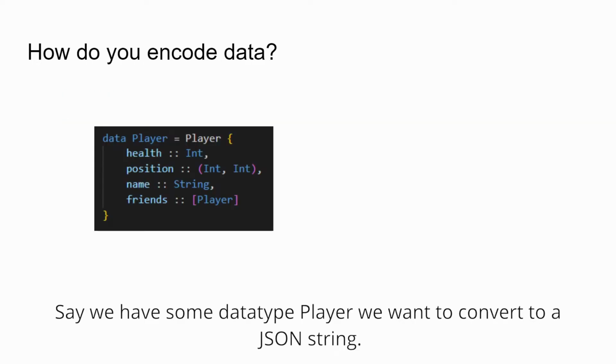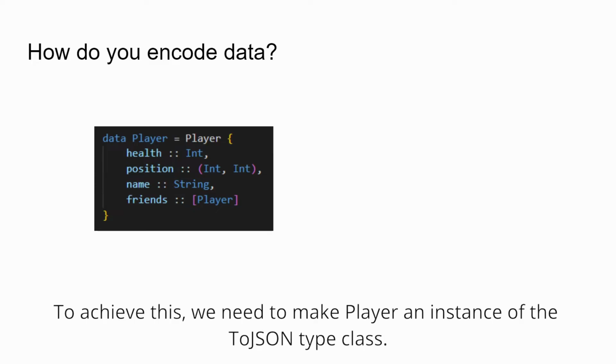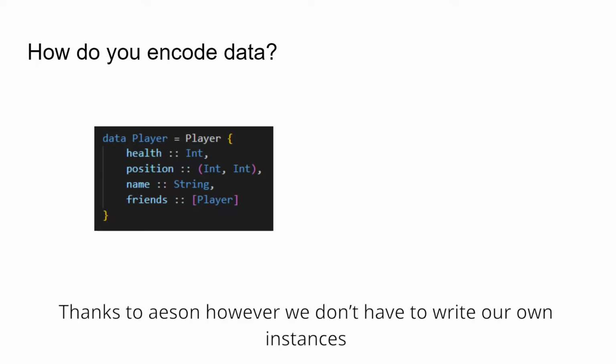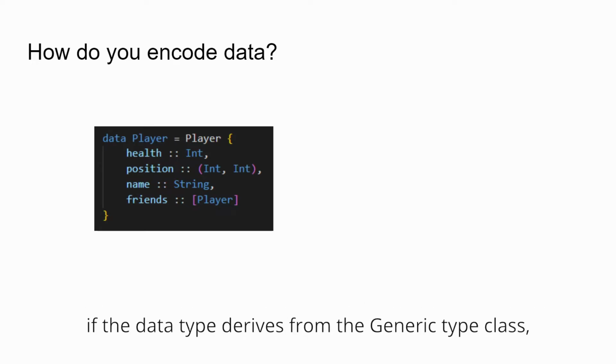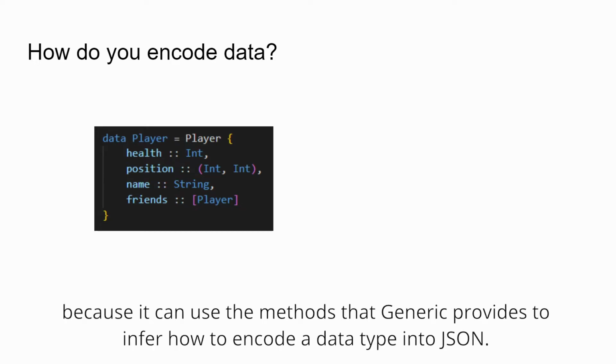Say we have some data type Player we want to convert to a JSON string. To achieve this, we need to make Player an instance of the ToJSON type class. Thanks to Aeson, however, we don't have to write our own instances if the data type derives from the Generic type class, because it can use the methods that Generic provides to infer how to encode a data type into JSON.